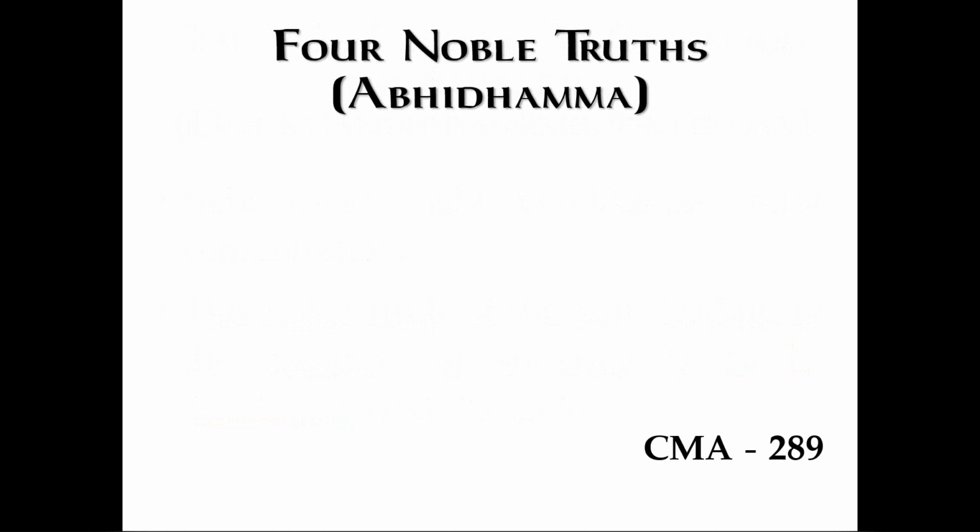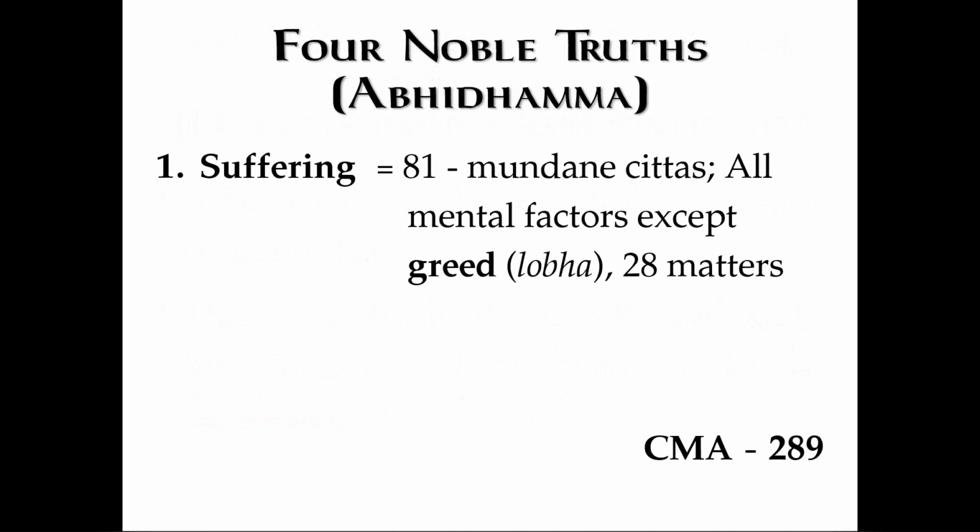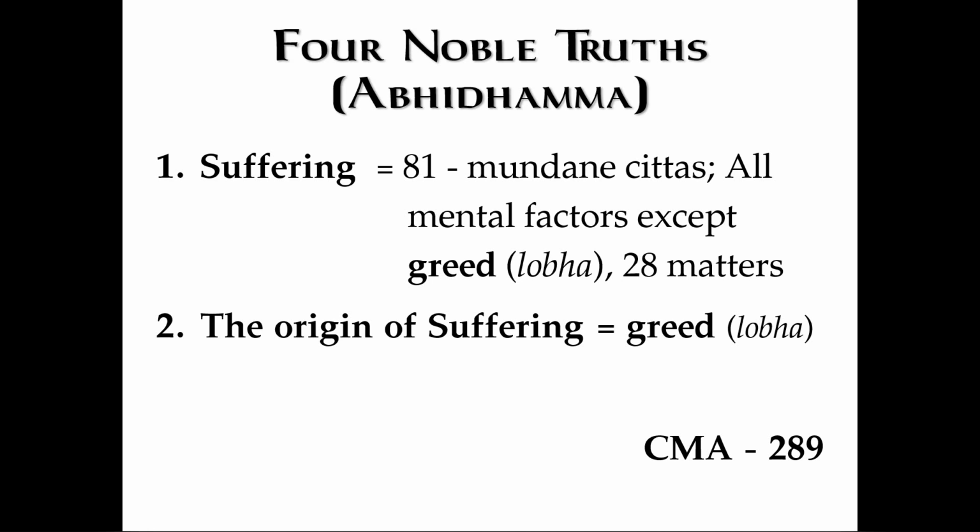The Four Noble Truths in Abhidhamma, but here, when I say Abhidhamma, it is the Visuddhimagga. Number one, suffering. According to the Visuddhimagga, suffering means 81 mundane cittas, all mental factors except greed. We have 52 mental factors; among the 52, you have to exclude greed, lobha, because lobha is the original suffering, according to the commentary explanations. Suffering here means 81 mundane cittas, 51 mental factors, and 28 matters.